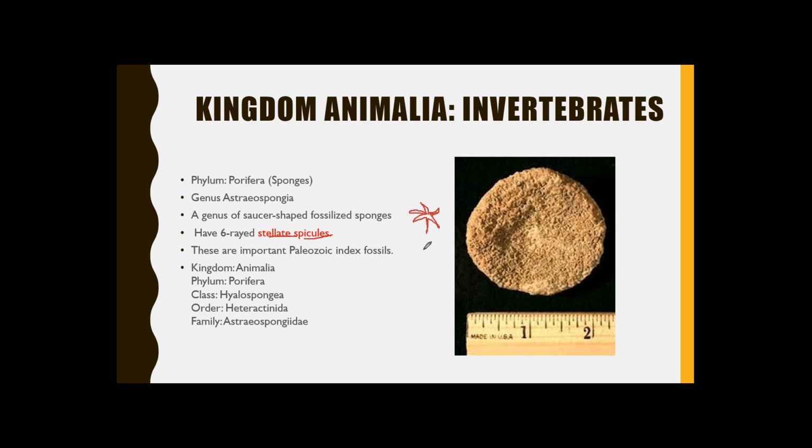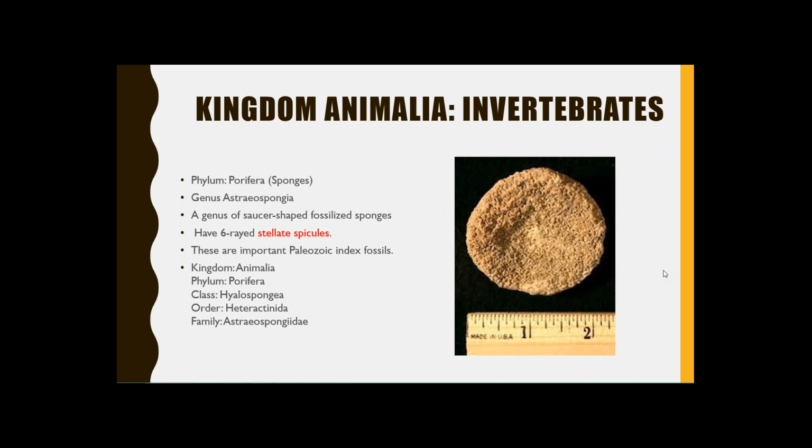So basically something that sticks out, and 6 rayed just means that it has 6 of them that are even. So if we look closely more at the sponge that lived so long ago, then we would be able to see these little things that stick out of it. And this is actually an index fossil, and basically an index fossil, if you don't know by now, is a fossil that's found pretty widespread in places all over the world.